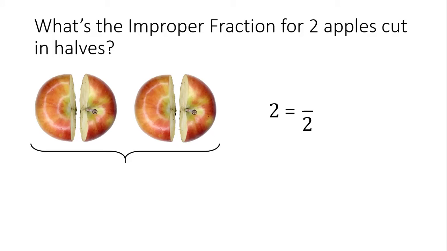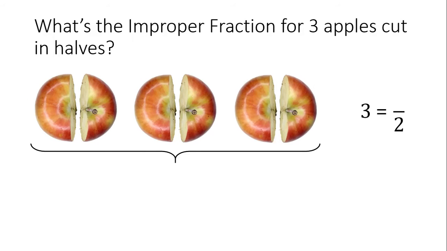I have some apple slices here that I've divided in half, and the question is, what's the improper fraction for two apples cut in halves? Well, remember that our numerator is going to be how many pieces we have, and then our denominator is going to be how many pieces the apple is cut into. So we have two apples, let's count the pieces. Well, two apples, two pieces each, 4 pieces. So 4 halves.